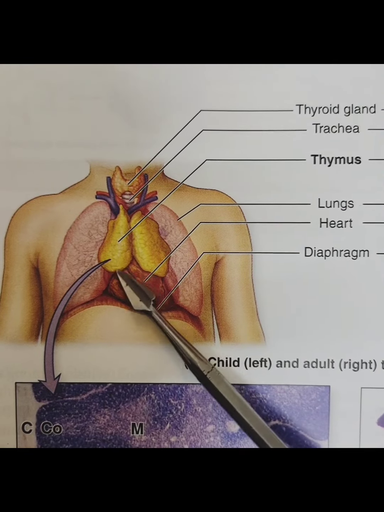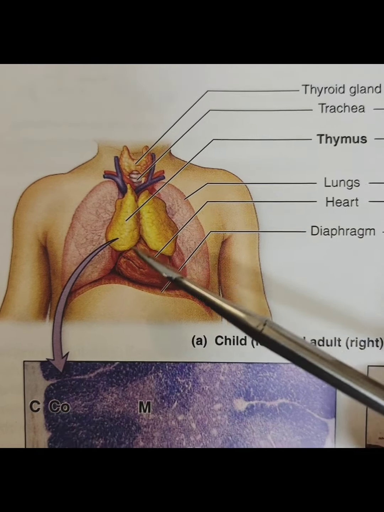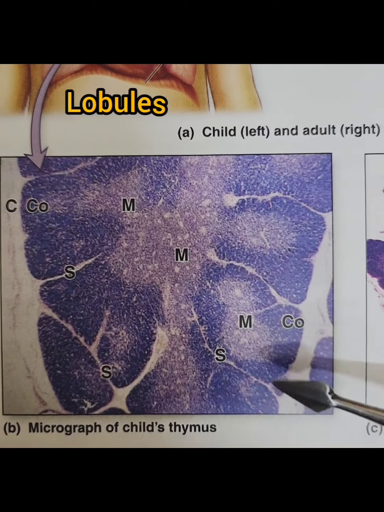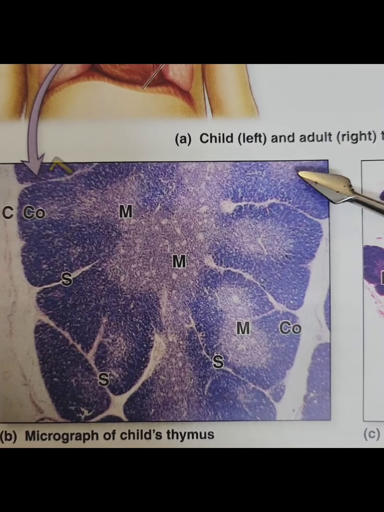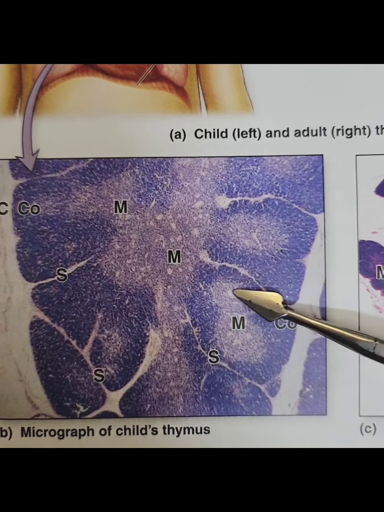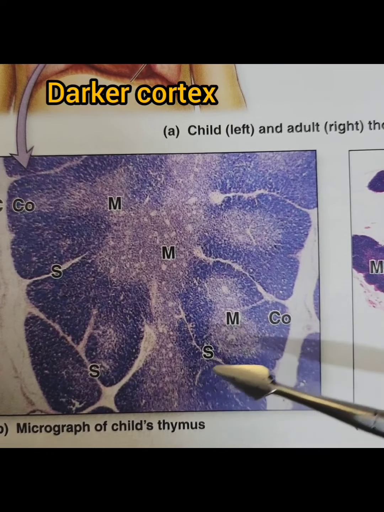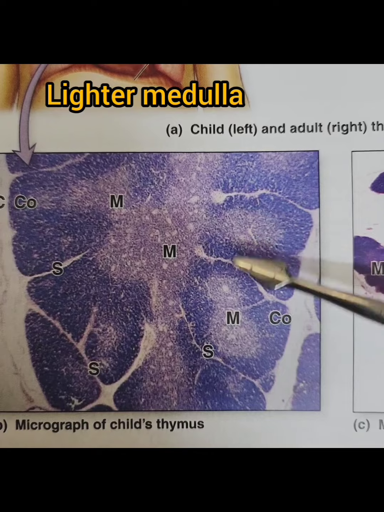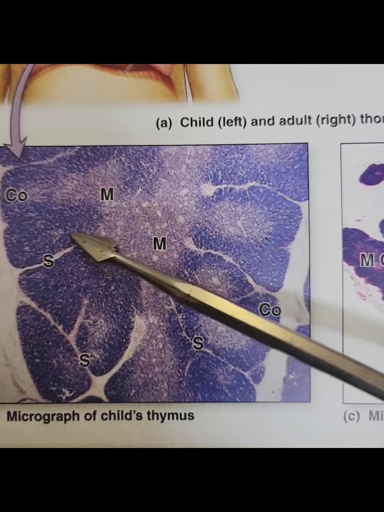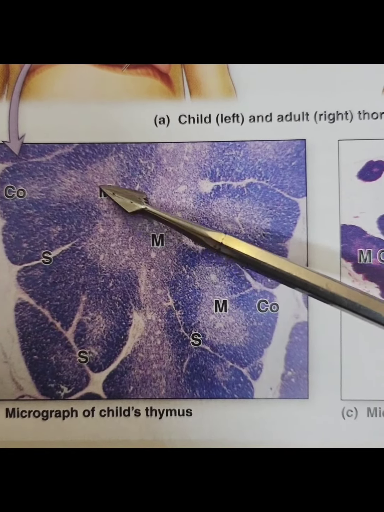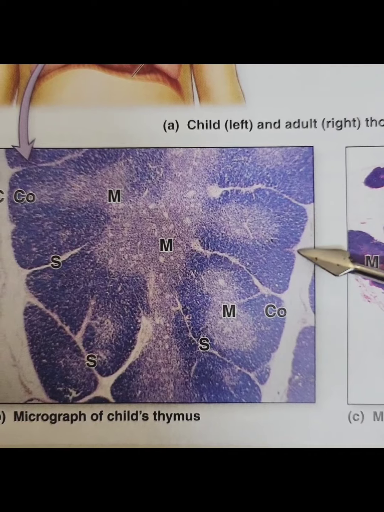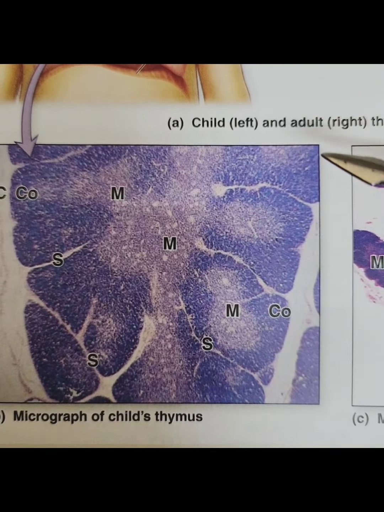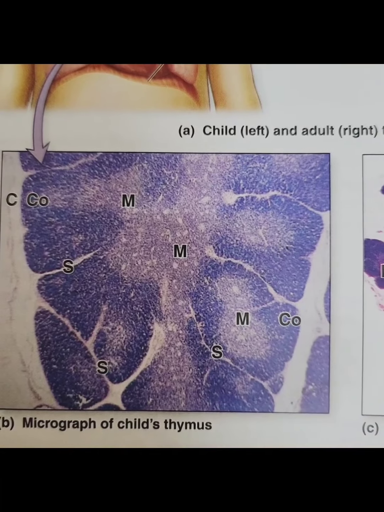Thymus is a bilobed organ. When a small part of it is processed for histological section, it shows small lobules. Every lobule has its own cortex, which is darkly stained, and it shows a medulla. Medulla is lightly stained. Interestingly, the medulla of all the lobules is continuous, and it's one. Here is the capsule. It sends septae or trabeculae inside, which divide it into different lobules.